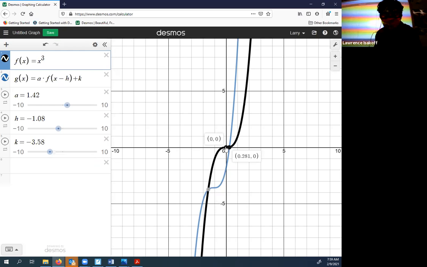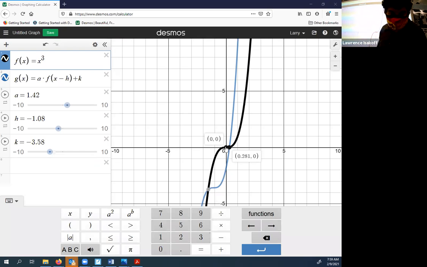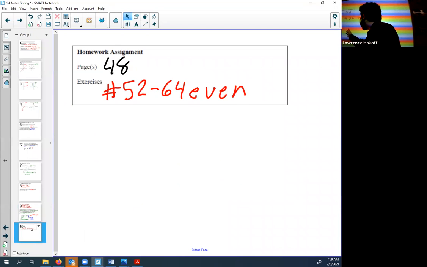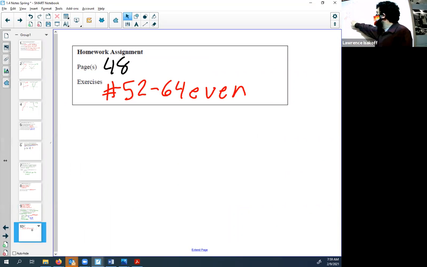So that is pretty much it for the lesson. Our goal is now to attempt the homework. You have page 48, just problems 52 through 64 even. So if you do have questions, just let me know. You guys know how to reach out to me.